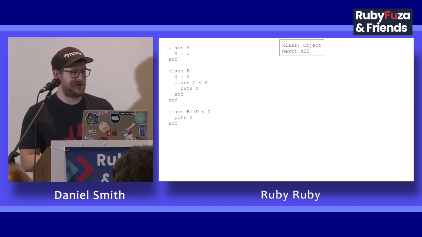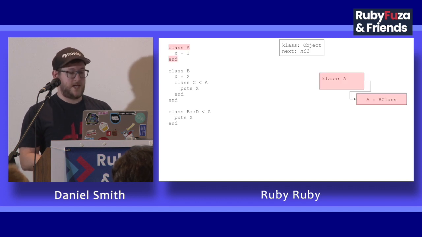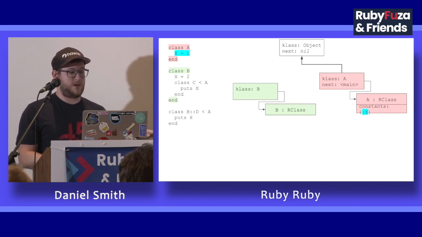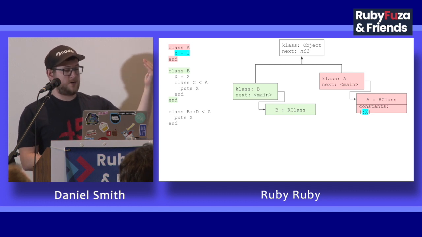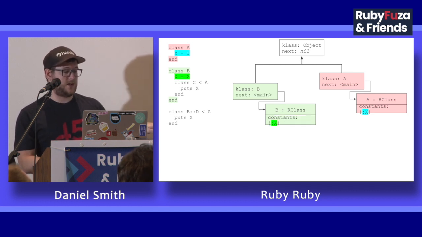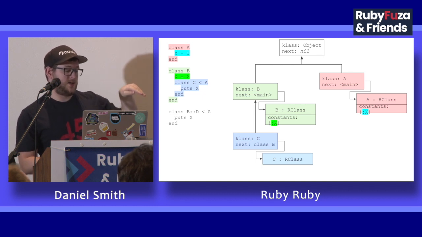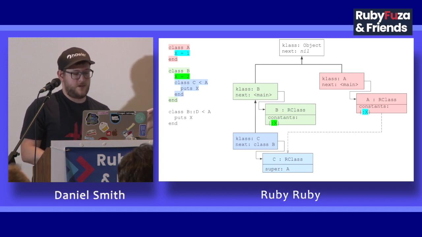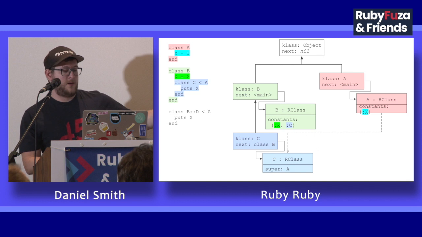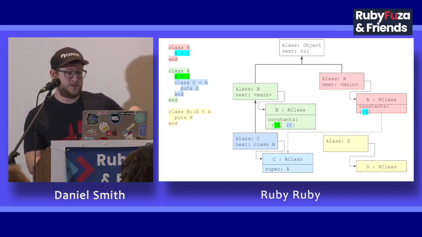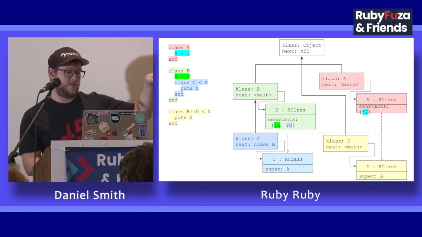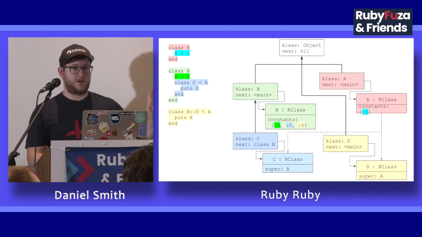There's the top-level lexical scope. There's A's lexical scope, and its next is pointing to the previous one. It's got the constant X. There's B, it's got its class. It's also under the top level scope, and it's got a constant X. And then there's C, and it's inside B, and it's a subclass of A. And then it's also defined on B. And then we've got D, which is a subclass of A, and it's under the main top level scope, and it's defined on B. Got it?